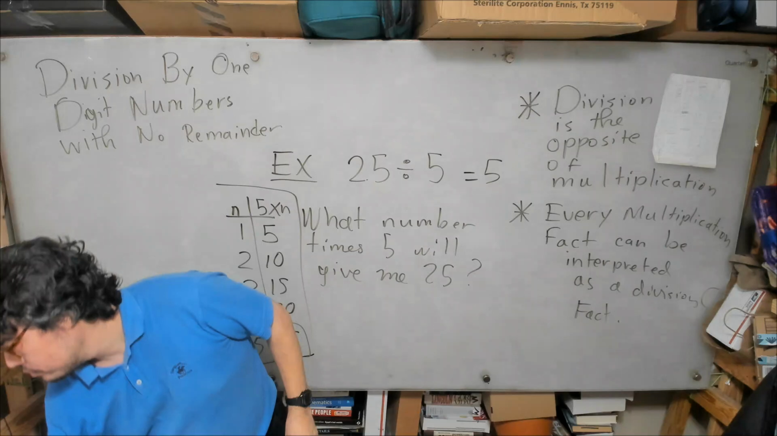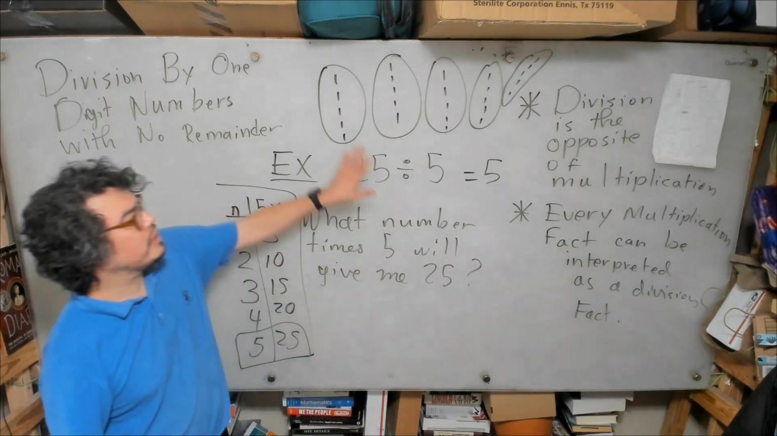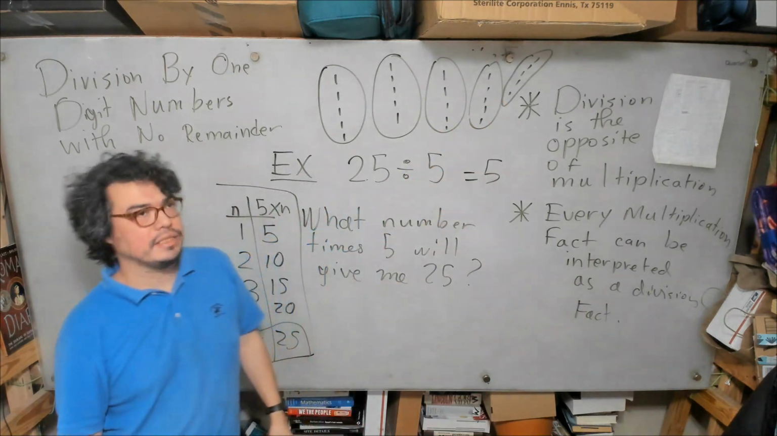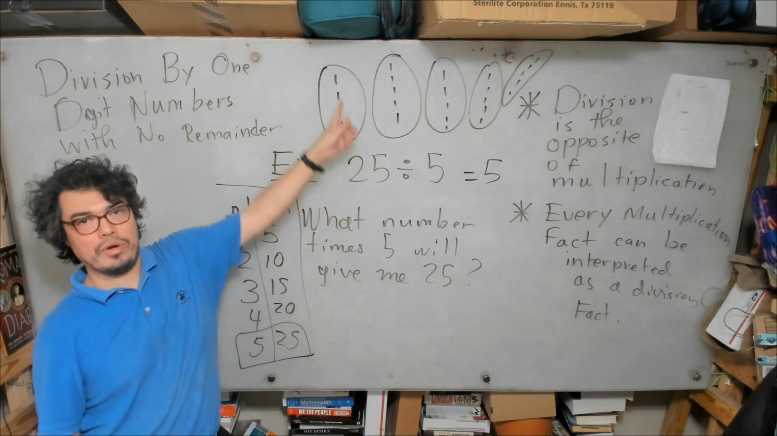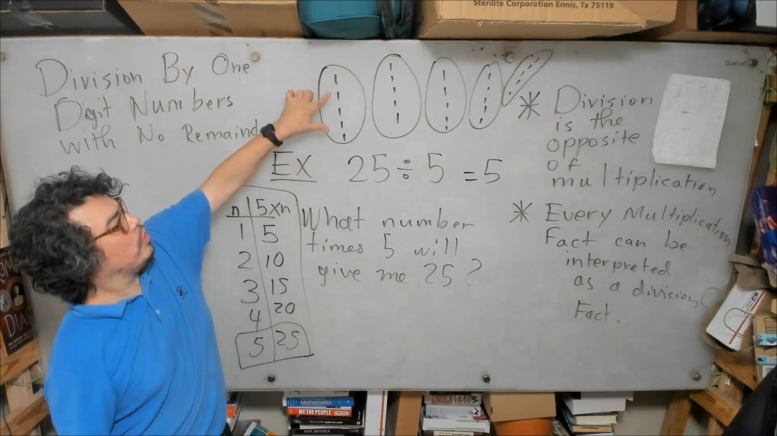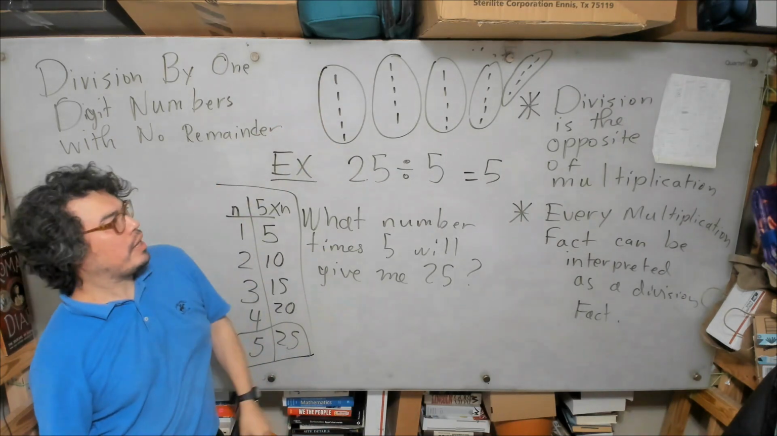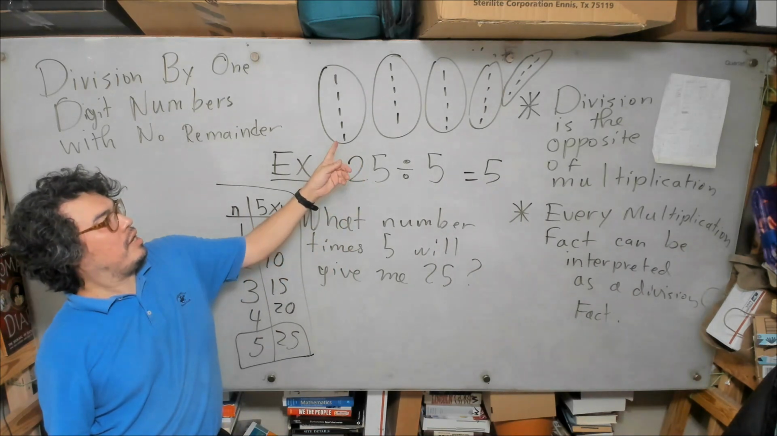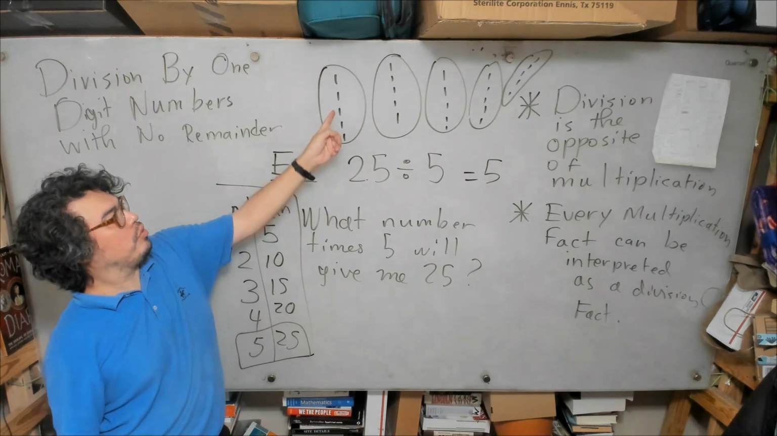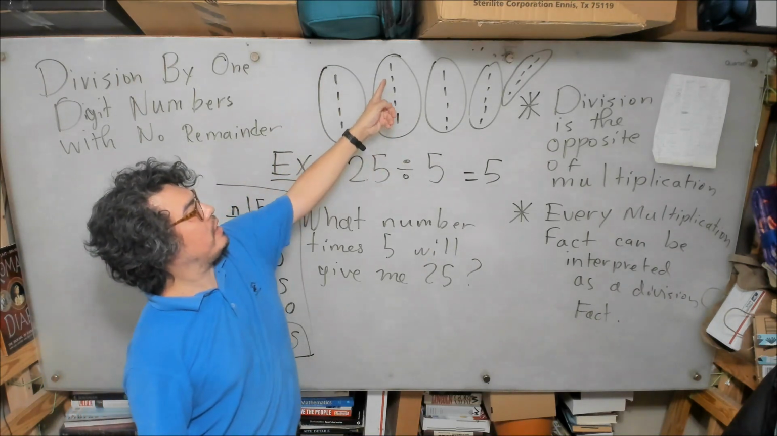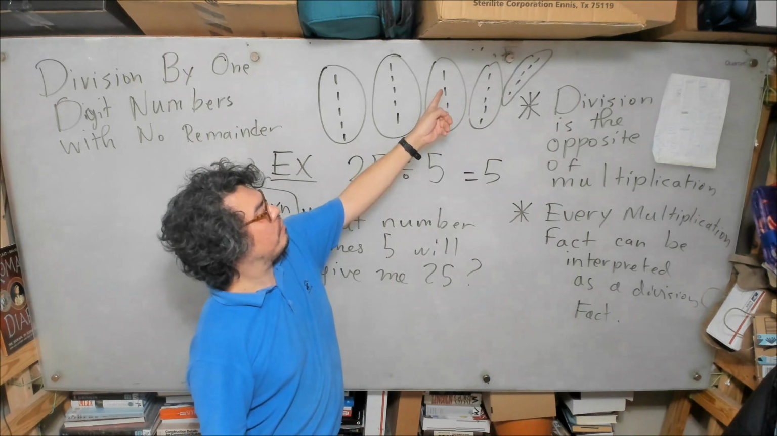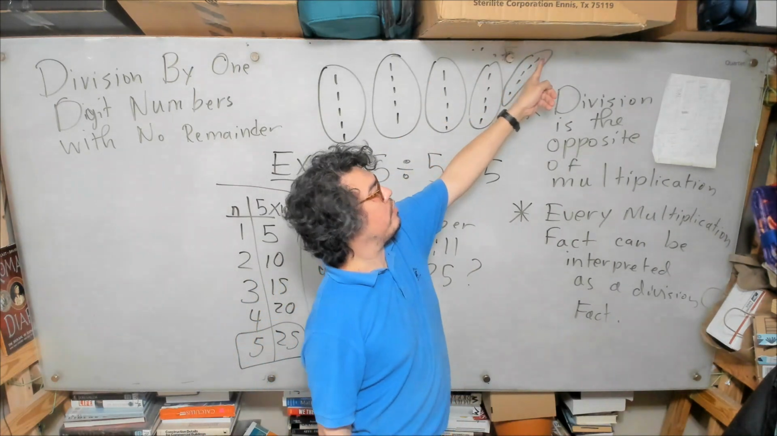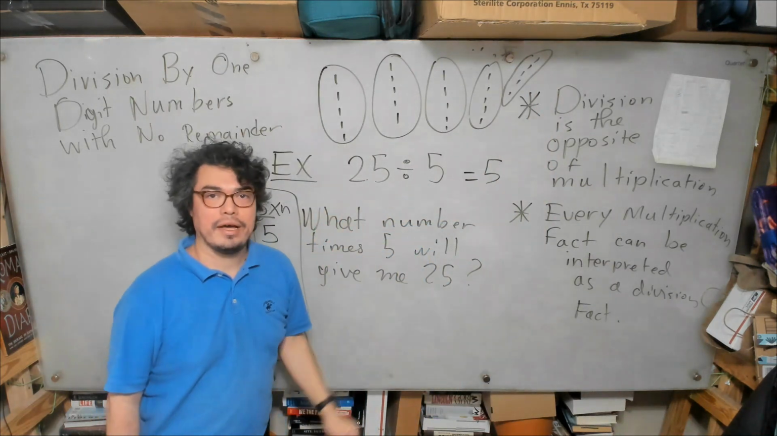Okay? So for example, here you see I have 1, 2, 3, 4, 5 breads, and they have pepperoni inside of them. They have 5 pepperonis inside of them. 1, 2, 3, 4, 5. Okay? So check this out. If I count this out, I'll get 1, 2, 3, 4, 5, 6, 7, 8, 9, 10, 11, 12, 13, 14, 15, 16, 17, 18, 19, 20, 21, 22, 23, 24, 25. Aha, I have 25 pepperonis.